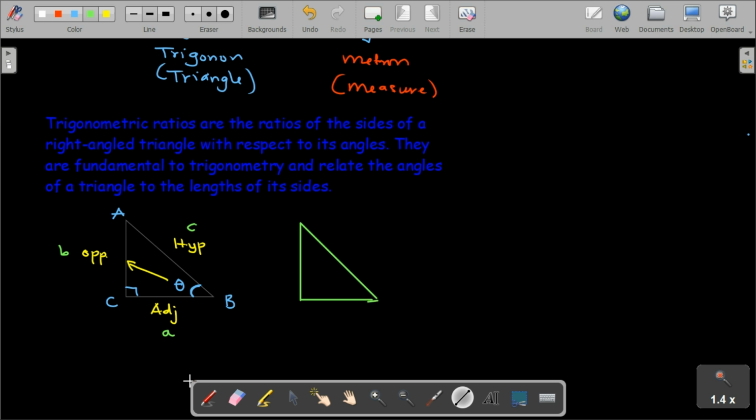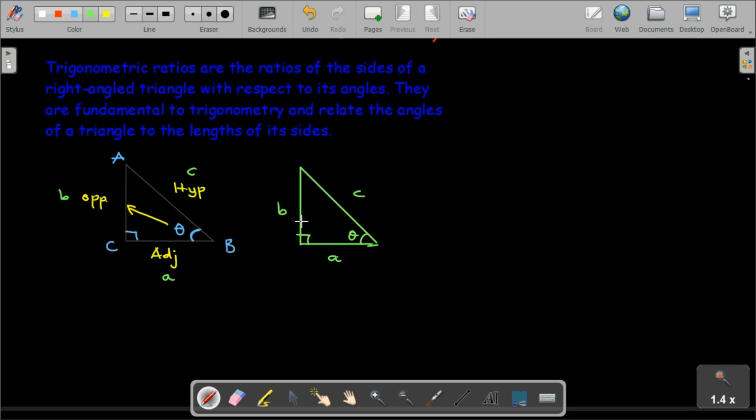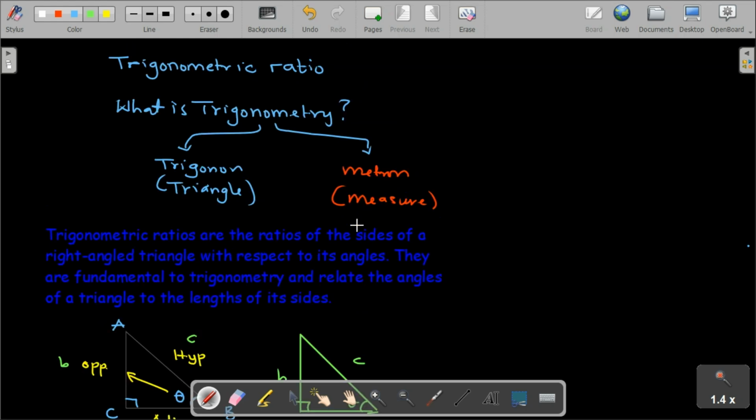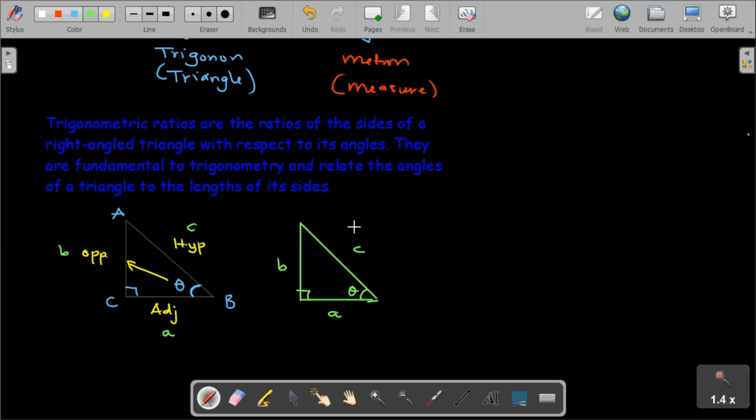Okay? We have our triangle like this, such that this is C, this is A, and this is B, and we have our angle here labeled as theta. With this, okay, let's indicate our 90-degree. With this, now, how do we get all the trigonometric ratio for this triangle? As defined, we say trigonometric ratios are the ratios of sides of a right angle triangle.